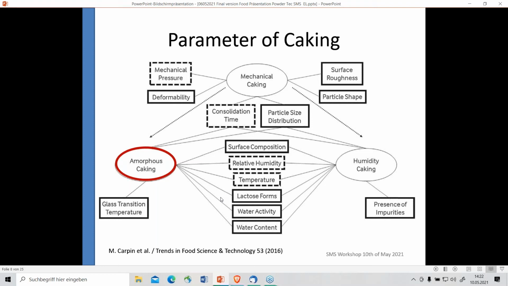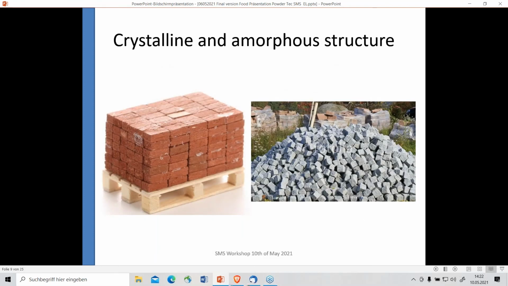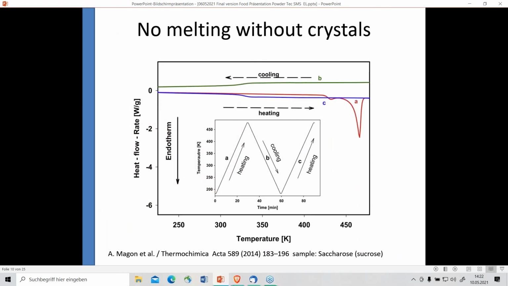And one of our main focuses is to figure out what has happened with the structure. Is it just crystalline, or is it an amorphous structure, or is it something in between? As you already know, I think we won't get any melting without the crystals, but some powders behave like this one here. You can heat it up and you will see just a wonderful melt.